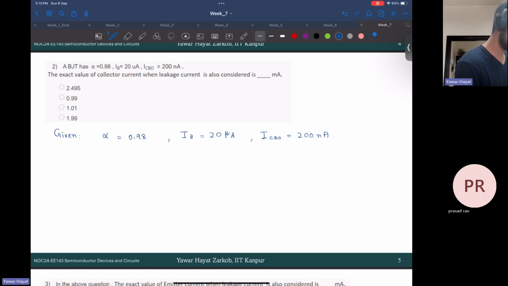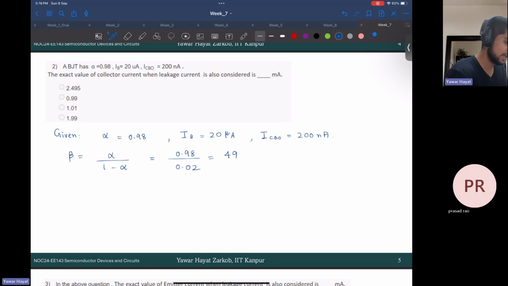Now, we know beta, right? What is beta equal to? Beta is alpha by 1 minus alpha, right? And if you compute beta, this would be 0.98 whole divided by 0.02, which would be equal to 49.